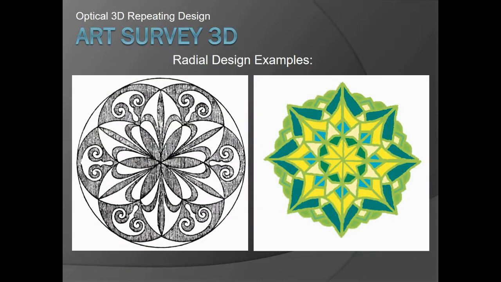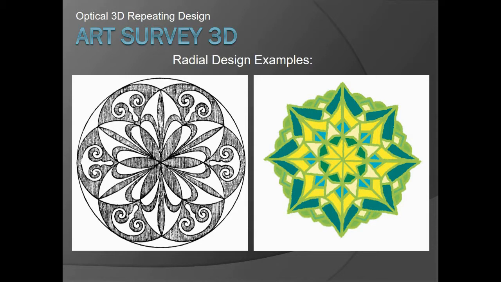Here are a couple more examples. There's lots of different ways that you can interpret radial designs when you create your own. So it doesn't have to be a circle in the middle. It could be a point in the middle or a star in the middle or anything that starts in the center and branches out from there.